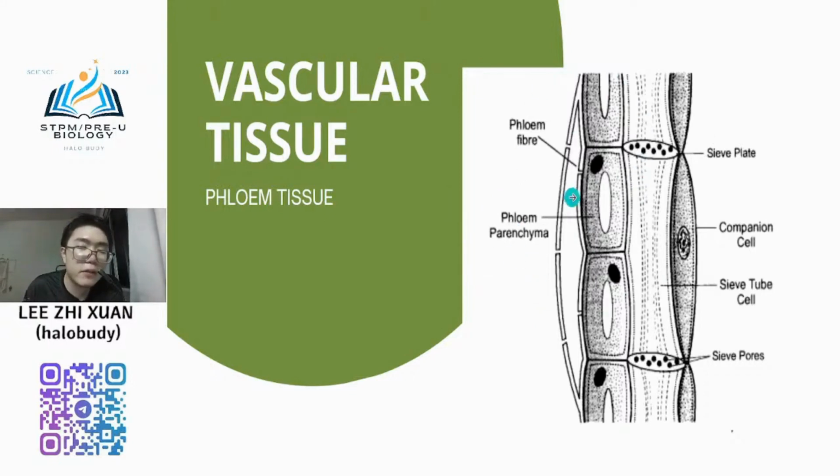We know that phloem tissue contains 4 types of cell, right? Companion cell, sieve tube cell, parenchyma cell, and also fiber. But the cells that take part in the translocation are only the companion cell and also the sieve tube cell. The parenchyma cell and also the phloem fiber do not take part in the translocation. Only the sieve tube cell and the companion cell take part in the translocation.